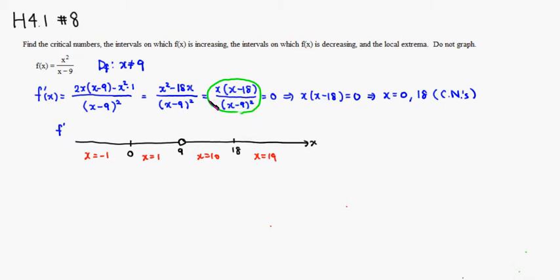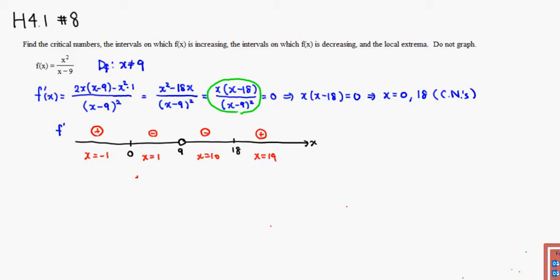Let's look at the top. If you put negative 1 for x, that's negative, and x minus 18 is negative. Negative times negative is positive, so we put a positive sign here. How about 1? 1 is positive, 1 minus 18 is negative, positive times negative is negative. Same thing with 10: 10 minus 18 is negative, so positive times negative is negative. And try 19. 19 is positive, 19 minus 18 is positive, so everything is positive. So it looks like f is increasing on the intervals up to 0 and from 18 and up.